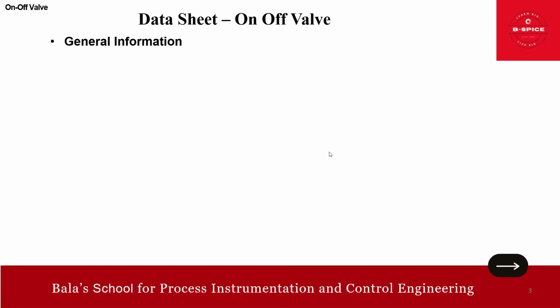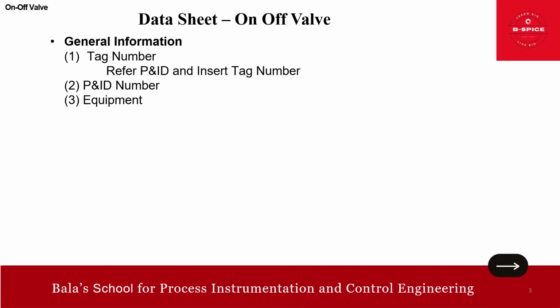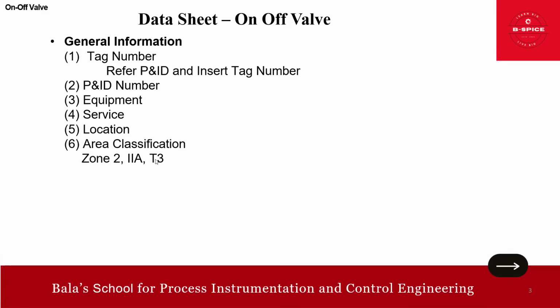So let us start with the general information. This is very simple, we'll just run through it. Basically tag number: you have to get it from the P&ID, insert it, along with the P&ID number, equipment, service, location. All these we can get from the P&ID. Area classification we have to get from our electrical or process colleagues, for example zone 2, gas group 2A, temperature class 3. In fact, in our channel, we have uploaded an exclusive video on hazardous area classification. You can watch and get benefited.